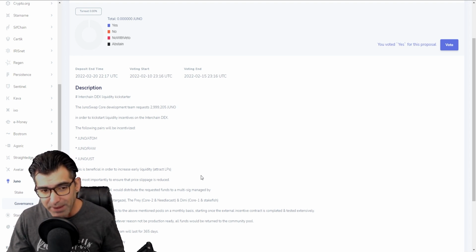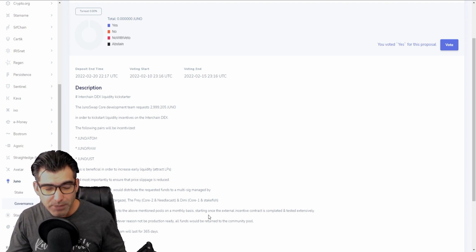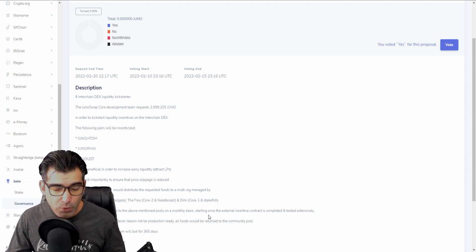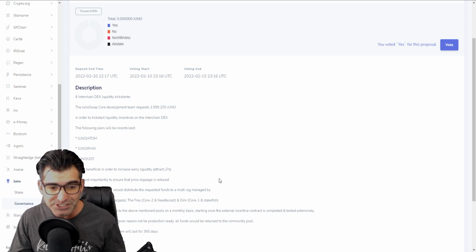The proposal, if passed, would distribute the requested funds to a multi-sig managed by Core 1 Stargaze, Core 2 Needlecast, Core 1 Stakefish, which will deploy the funds to the above mentioned pools on a monthly basis, starting once the external incentive contract is completed and tested extensively. Should the contract for whatever reason not be production ready, all funds would be returned to the community pool. Proposal 14 incentive program will last 365 days.